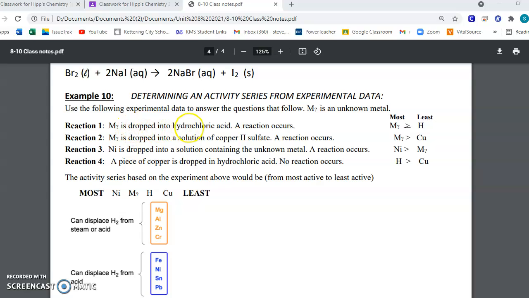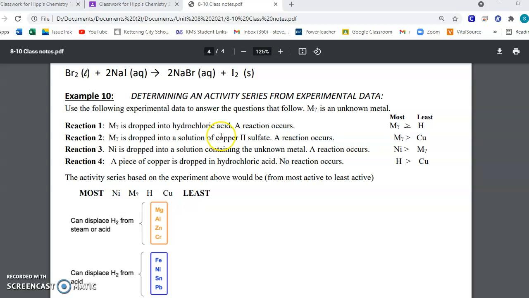They drop the metal in hydrochloric acid and a reaction occurs. What do we know from that? That this unknown metal is more active than hydrogen. Then the metal's dropped in a solution of copper and a reaction occurs. What do we know? Well, that metal's more active than copper because if we see a reaction, that means that metal is replacing the metal that was in solution.